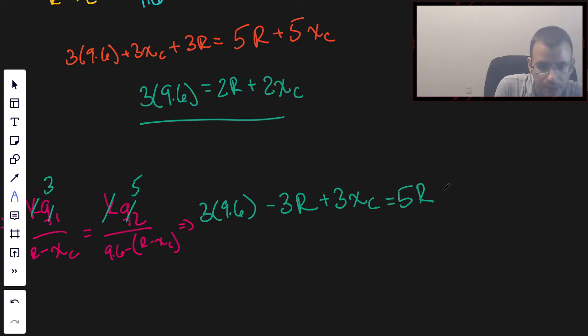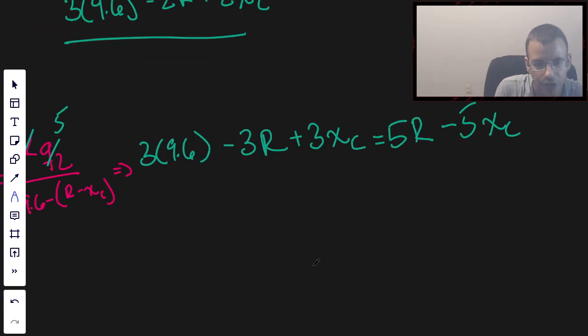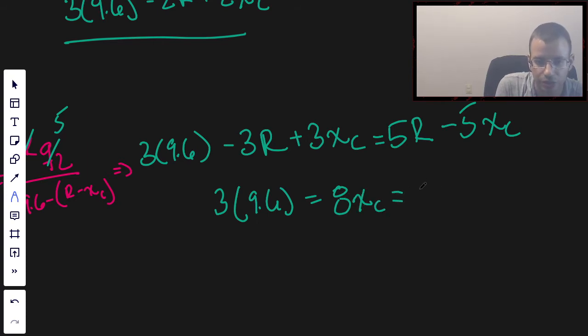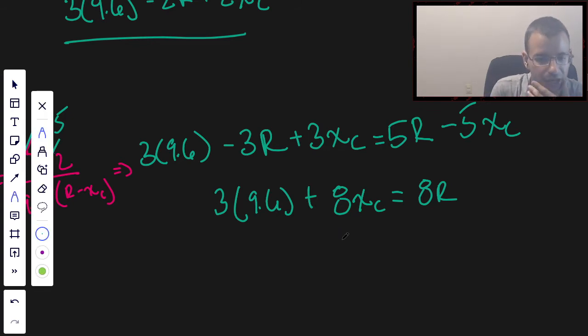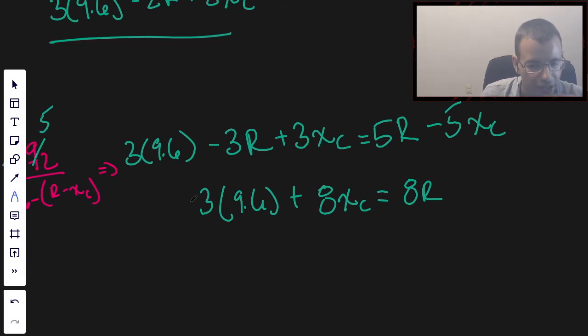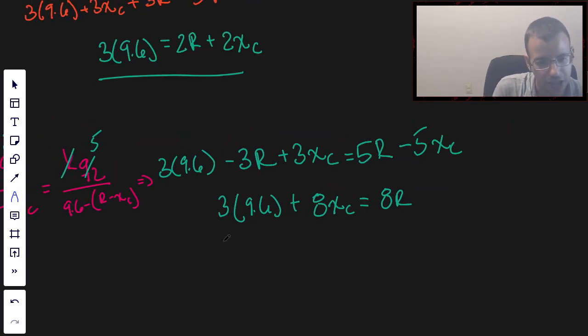5r minus 5xc. Okay? And then working with this, we do 3 times 9.6 equals, let's see here, 8xc equals 8r. And this doesn't make any sense, so we're just going to turn that into a plus sign. Not that whenever something doesn't make sense, you just turn something into a plus sign. And this is going to be our second equation.